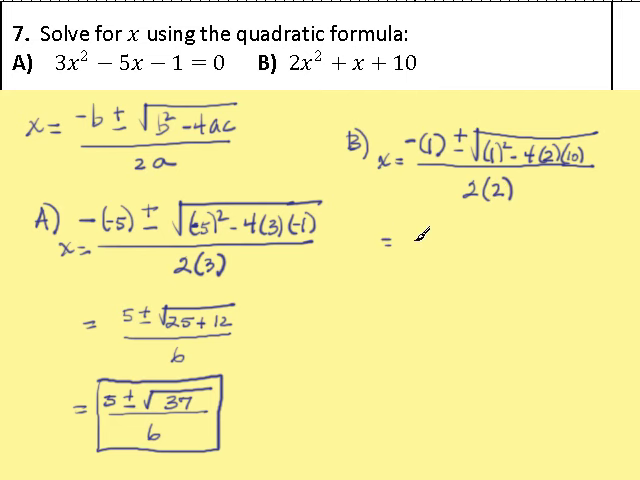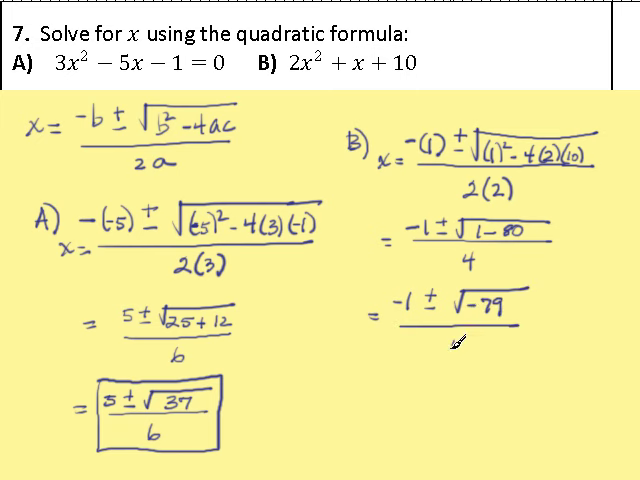All right, let's start simplifying. Minus 1 plus or minus the square root. 1 minus 4 times 2 times 10, that's 80. 1 minus 80 over 4. So that's minus 1 plus or minus the square root, minus 79 over 4. Well, since we have a negative under the square root, we conclude that there's no real solution. The square root of a negative number is not a real number.